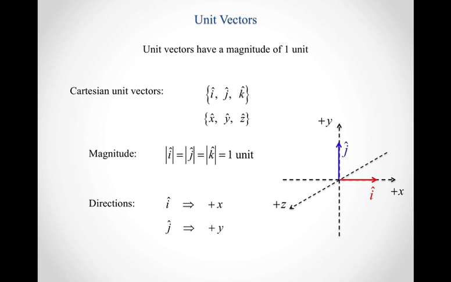j hat points in positive y. So since positive y points up, j hat points up. k hat points in the positive z. So i hat, j hat, and k hat all have 1 unit in magnitude. They're all 1 unit in magnitude and point in the positive x, positive y, and positive z direction.